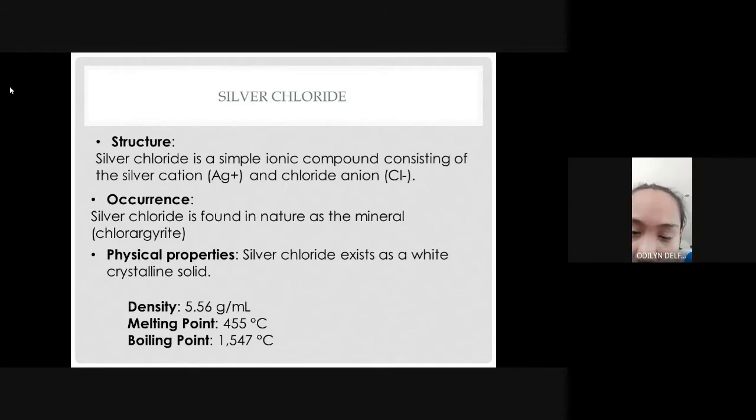Next are the physical properties. Silver chloride exists as a white crystallized solid. Density 5.56 grams per milliliter. Melting point 455 Celsius. Boiling point 1547 Celsius.